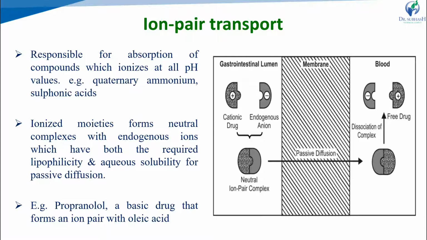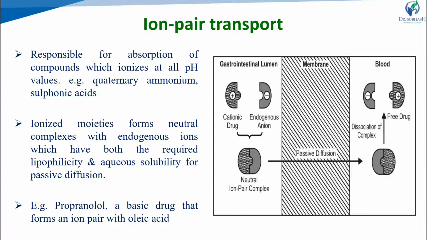Based on their dissociation constant, their pK value, at a particular pH the drug ionizes and dissociates into ions, and that is not crossed by passive diffusion. At those times ion pair transport is used. Ionized moieties form a neutral complex with endogenous ions, which have both the required lipophilicity and hydrophilicity for passive diffusion. Here the example is propranolol, which binds with oleic acid and forms the neutral complex and releases propranolol into the blood.